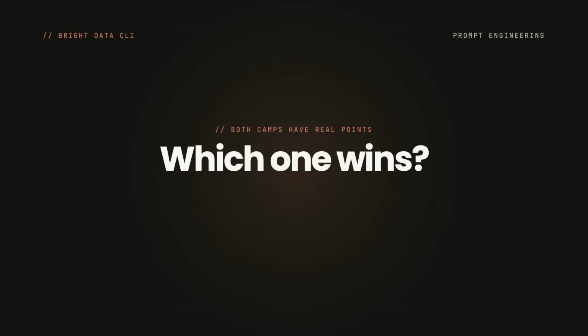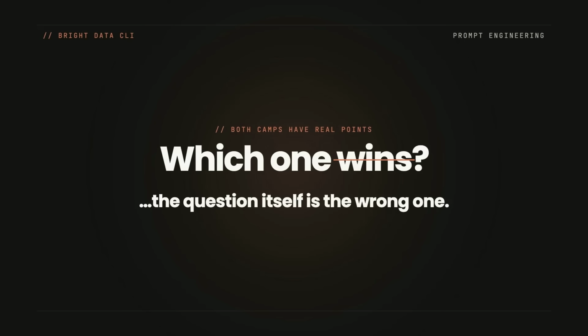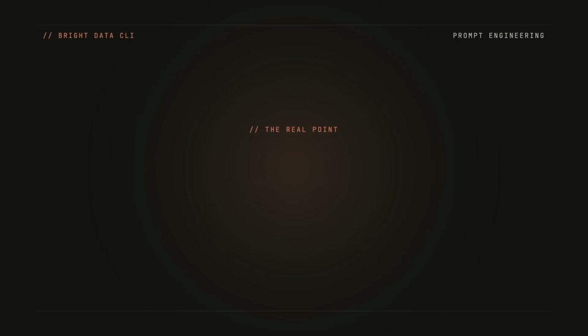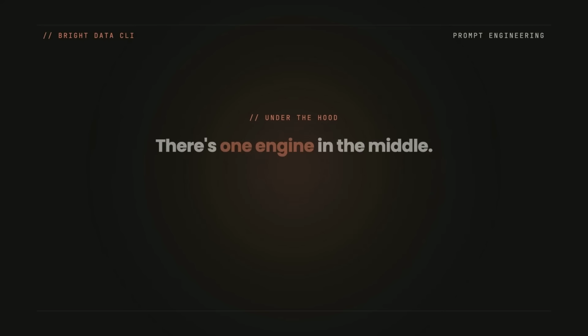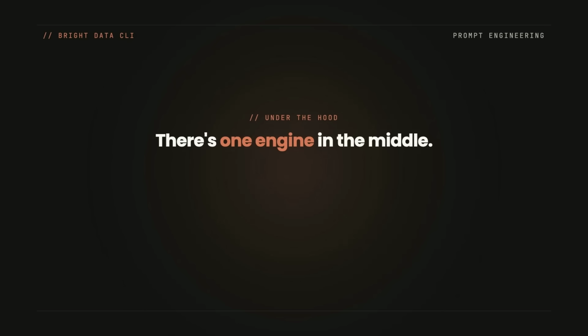Now, here's where most takes get it wrong, in my opinion. If both sides have real arguments, the question itself is probably the wrong one, because CLI versus MCP is not an architectural choice. I think it's more about a packaging choice. Now, let me break this down. So we actually need to look at what exactly happens underneath if you're using any of these surfaces.